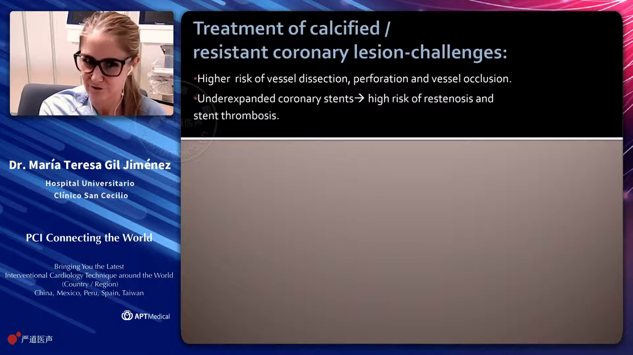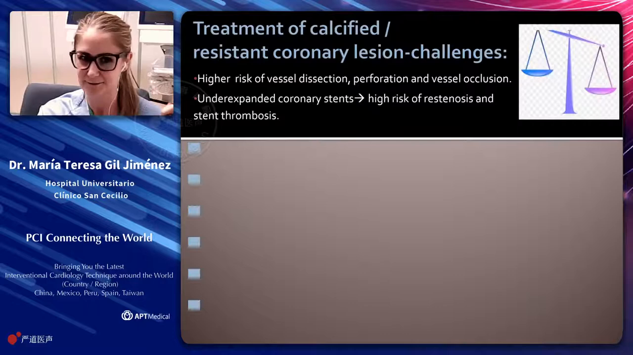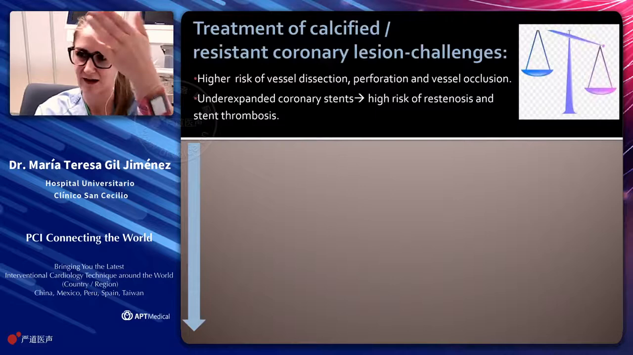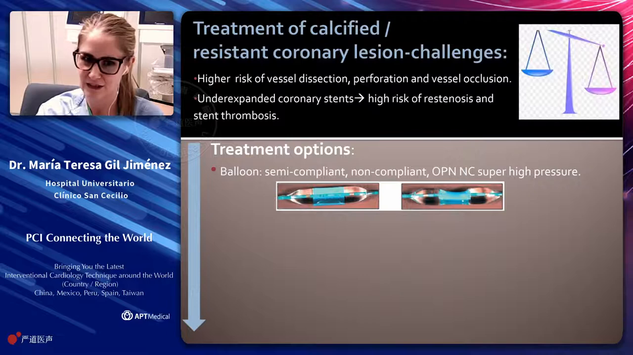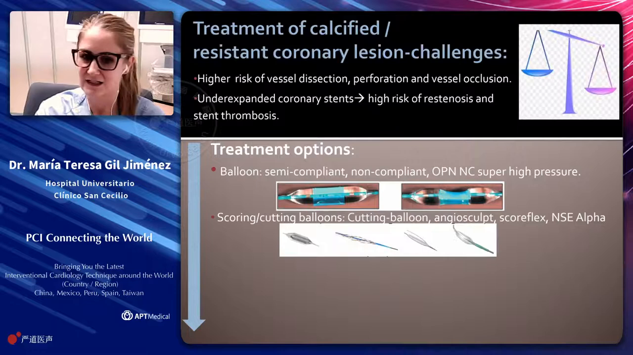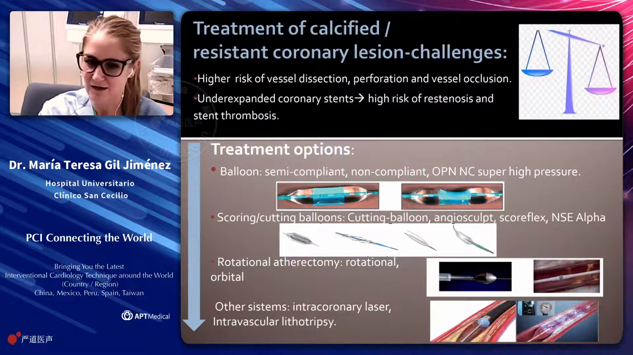So we must put it on the scale. For the treatment of these calcified lesions, which are very frequently circular and non-dilatable, we have a lot of weapons to go for them. The first step in the treatment of the calcified lesion is the balloons: semi-compliant balloons, non-compliant balloons, very high pressure balloons. Scoring and cutting balloons, and even if the lesion remains non-dilatable, we could use atherectomy, intracoronary laser, or lithotripsy.